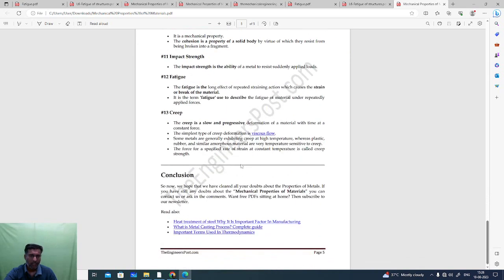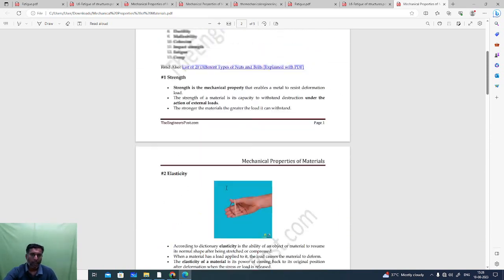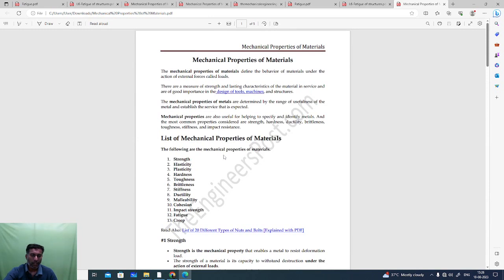That is the basics of the mechanical properties. I repeat, the list of factors influencing the mechanical properties: strength, elasticity, plasticity, hardness, toughness, brittleness, stiffness, ductility, malleability, cohesion, impact strength, fatigue, creep. These are all the factors influencing the mechanical properties.